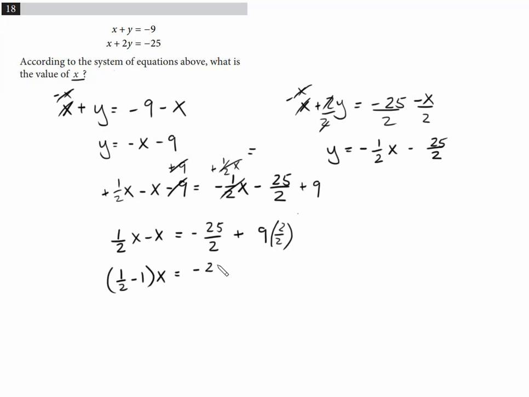So we have minus 25/2 plus 18/2 on this side. So we finished doing the math. Minus 1/2 x equals -25 plus 18 is 7, -7/2. And to get the x alone, we divide both sides by -1/2 or multiply both sides by -2.